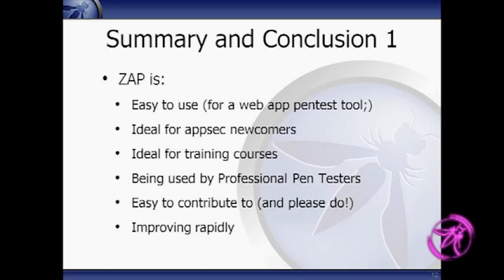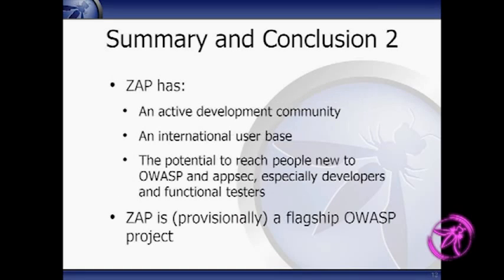And it's improving rapidly. We made a lot of changes. We doubled the code base. And I'm told I'm out of time. So very quickly, it's got an active development community. There's a lot of people getting involved. We've got an international user base. And I think it's got a huge potential to reach people that OWASP tools don't usually reach.